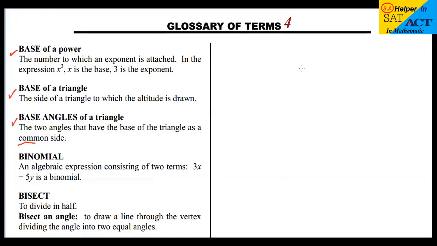ازاي يعني؟ x is a base attached to 3x cube, or 3 is attached to x as a power. This is called base of a power. Okay, also a power here means exponent. Power, exponent, one of the meanings of power and also as a term. تمام، هو قايل اهو exponent، 3 is exponent or a power.